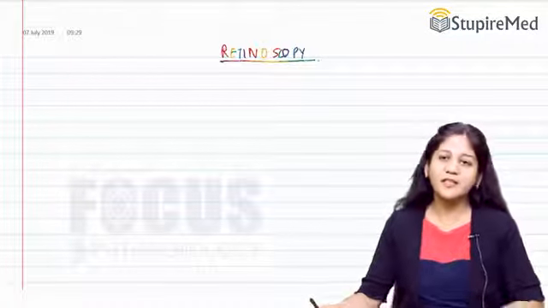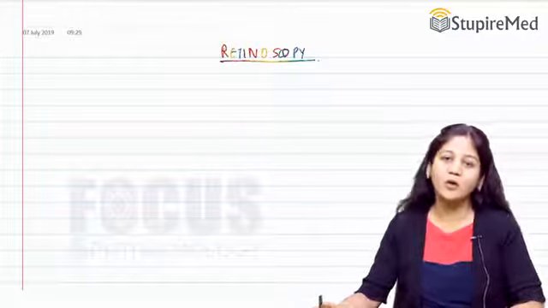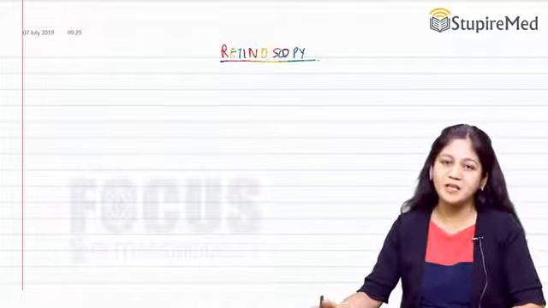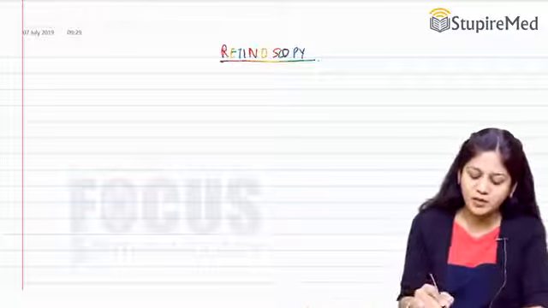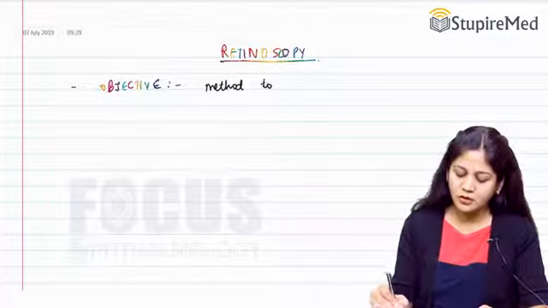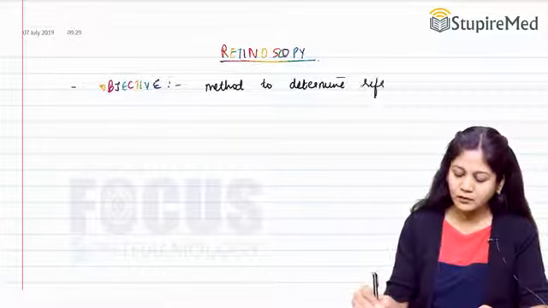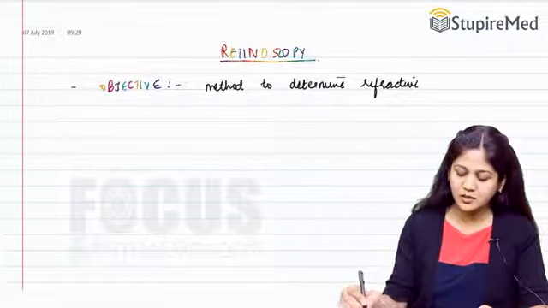Friends, basically retinoscopy is an objective method of determination of the refractive status of an individual. Okay, so this one is an objective method to determine the refractive status of a patient.